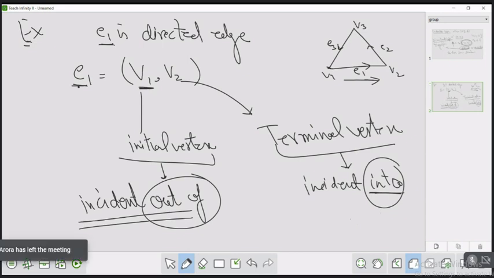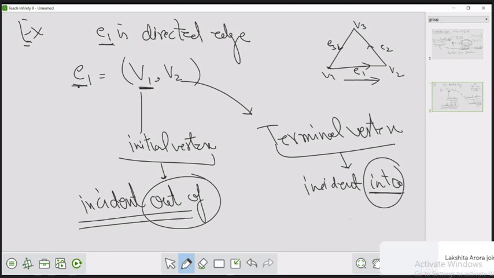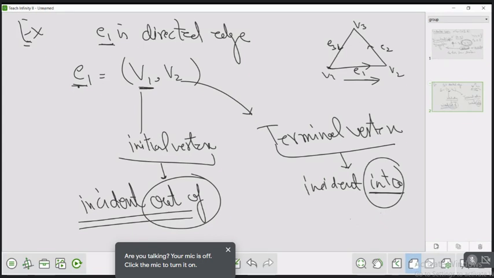But in the undirected graph, we will just take onto. A is incident onto. But in the directed graph, onto is converted into two forms: out of and into. Out of and into. Are you getting my point? Yes, sir. Okay. So this is incident in the diagram.